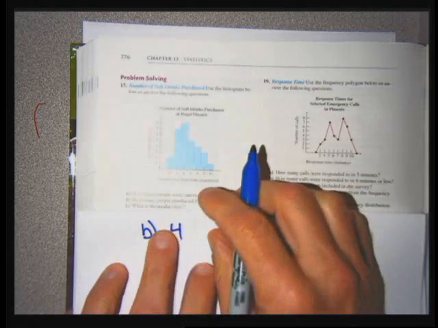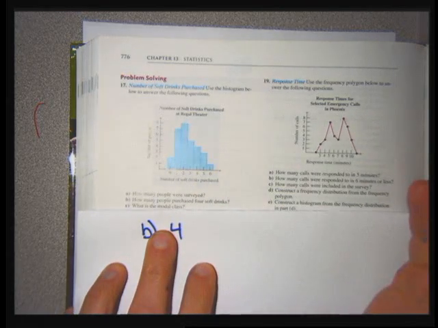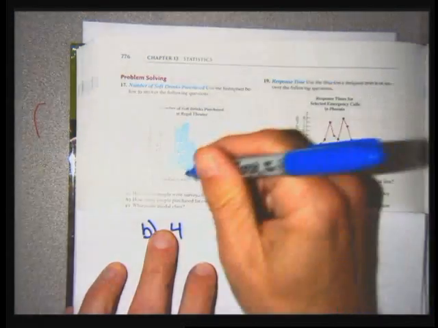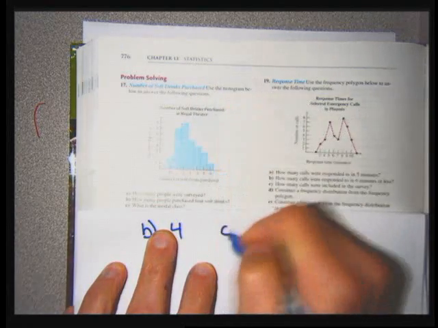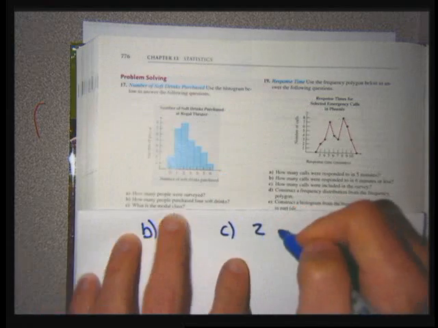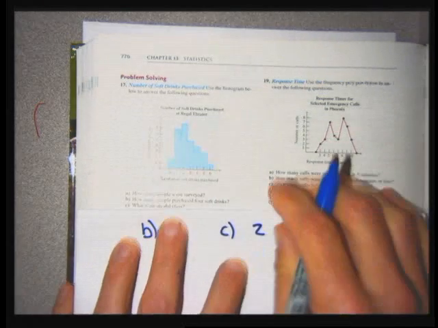Part C, what's the modal class? The modal class is going to be the highest class. The modal class is going to be 2 soft drinks because that's the highest bar. So part C, the modal class is the 2 soft drinks.